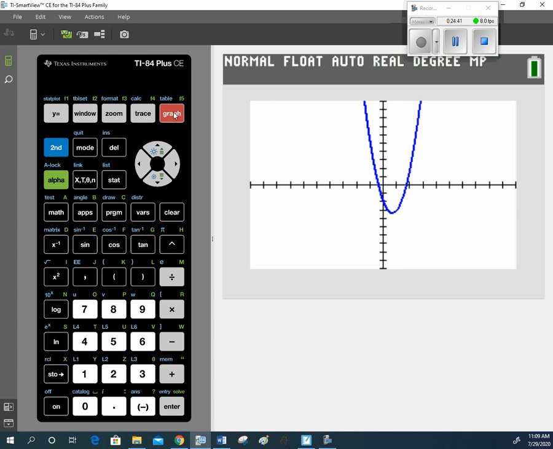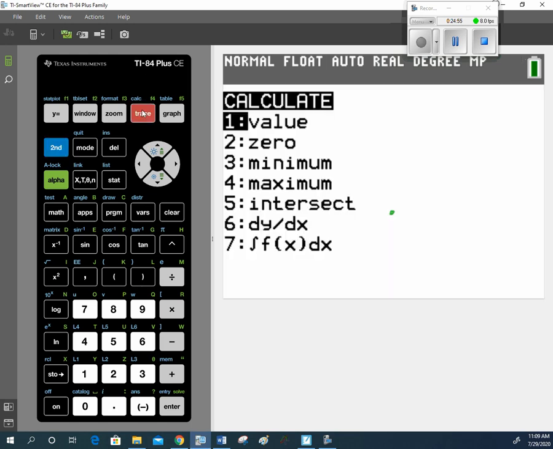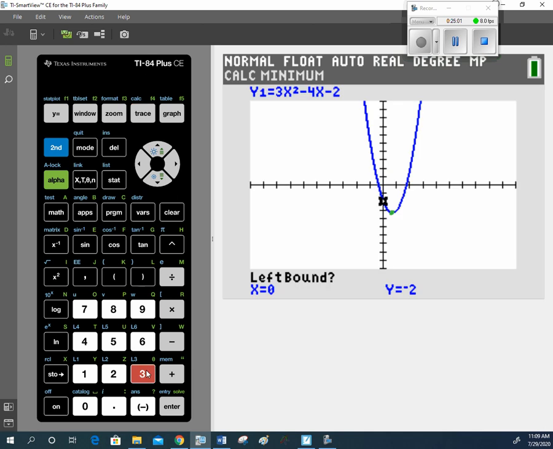And then how do you figure out what this point is right here? I mean, that's great, but I still don't have the value. I mean, I found it algebraically, so I know what it is. You can do back to calculate, so go to second, and then the calculate button, and then look, what am I looking for? I'm looking for a min, so let's just hit 3. And now let's follow the prompts. The first prompt says left bound.